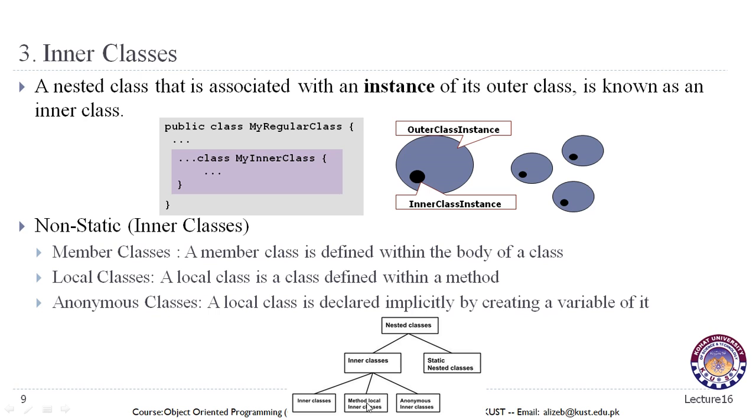A method local class, or a local class, is a class defined within a method in a class. And then we have anonymous classes. These are not named, but we can create objects or declare them implicitly by creating a variable of these classes.